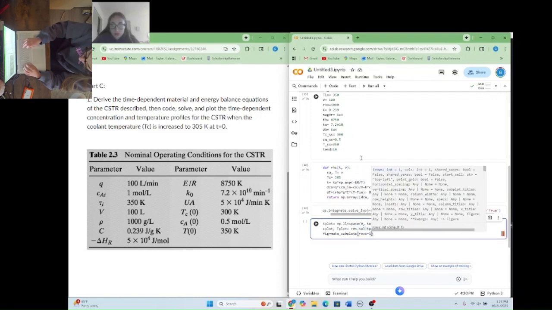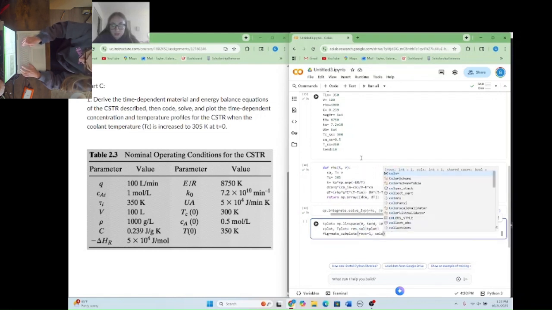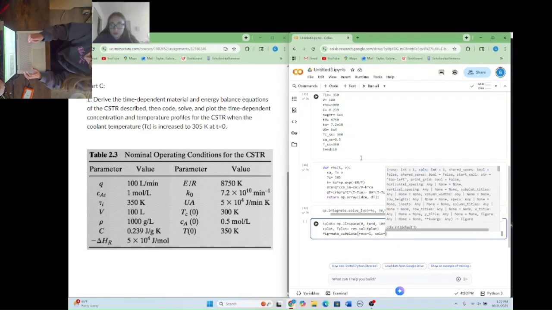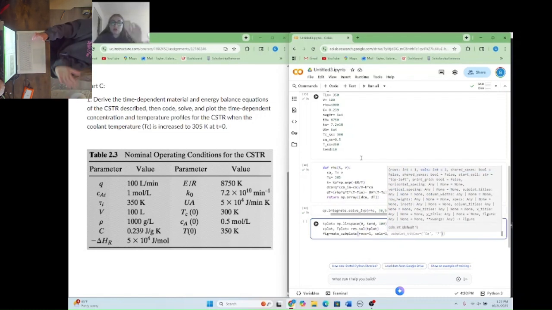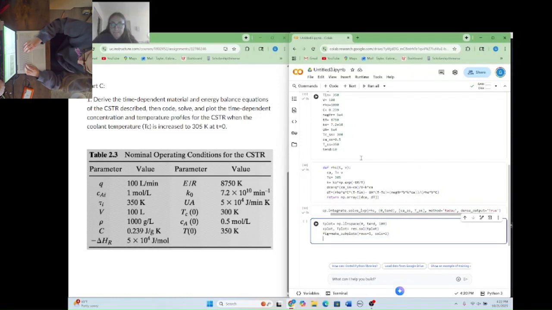Okay, so now let's make our subplots. Rows equal 1, columns equal 2, right? So we're going to have one row of graphs and then just 2 columns of graphs. So after this, now we can make our figure.